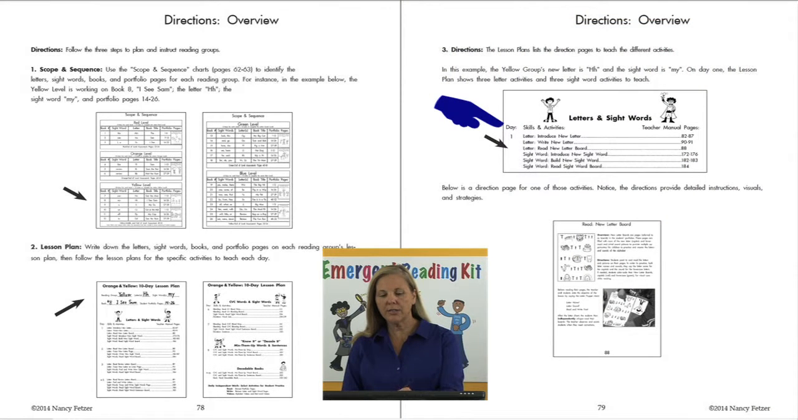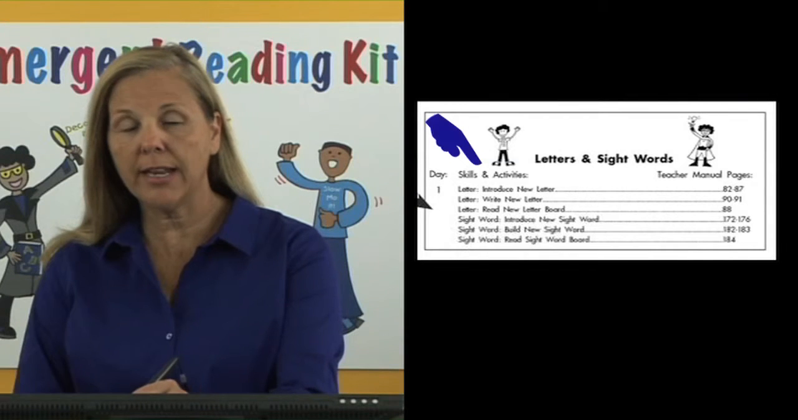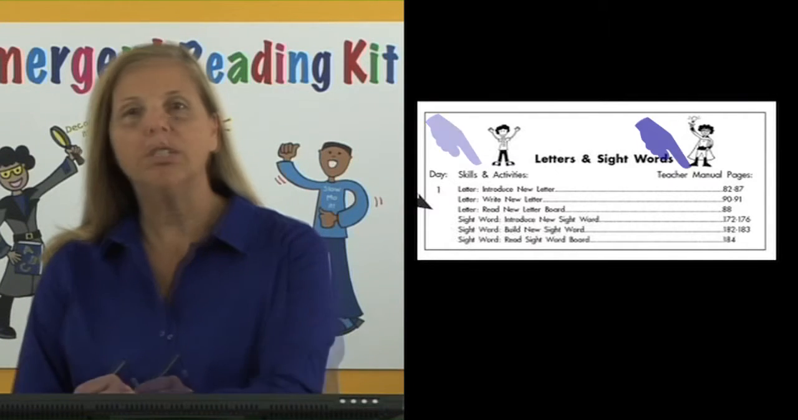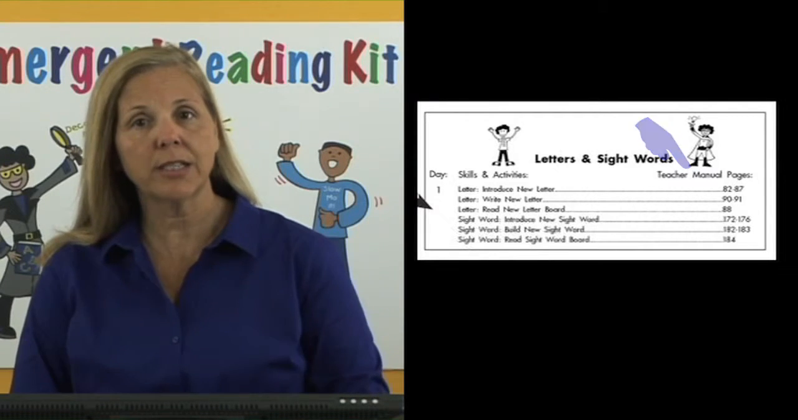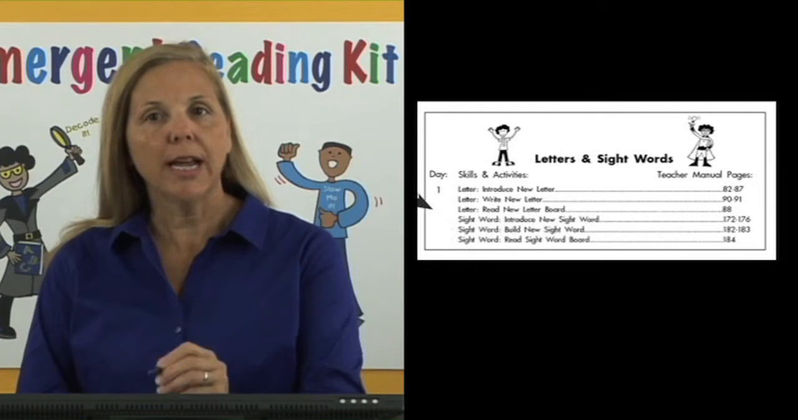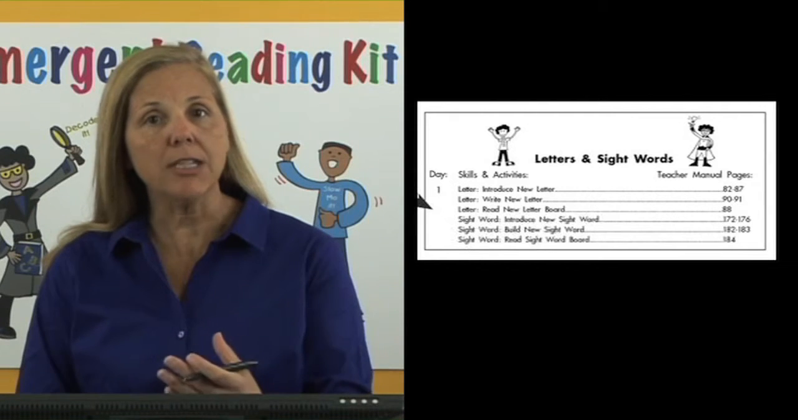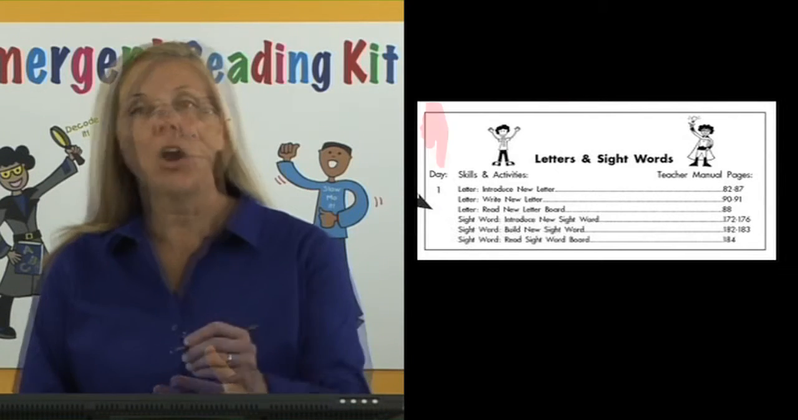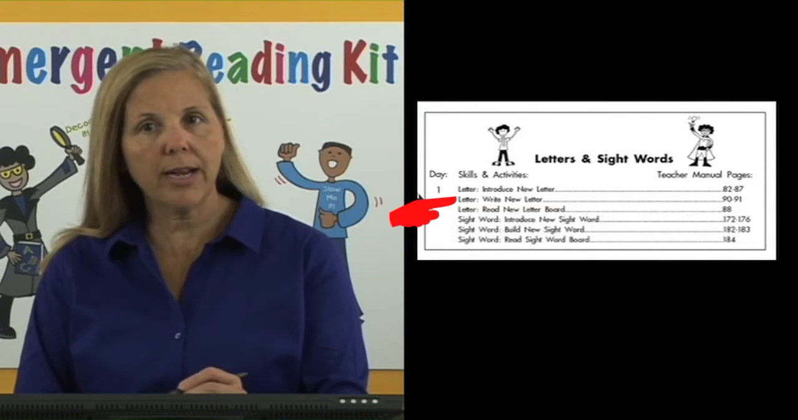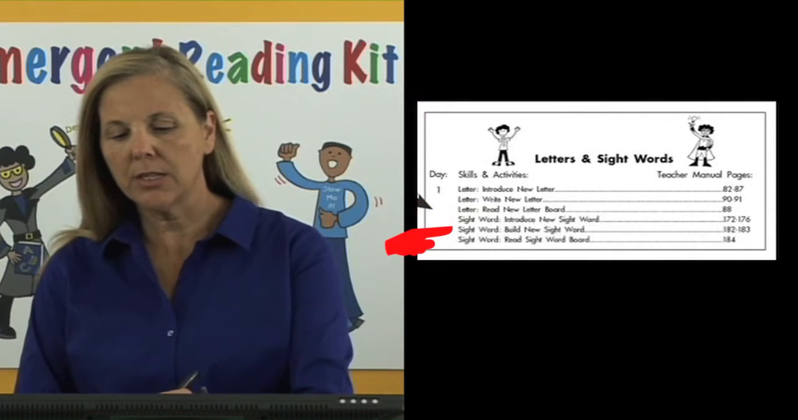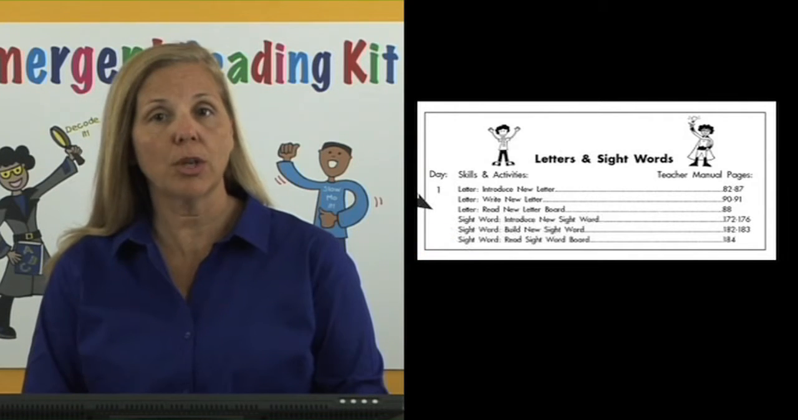Notice this is day 1 of the lesson plan for specific skills and activities that you need to teach, the teacher manual pages to find the directions to teach those activities. For example, the yellow group's new letter is H, and the sight word is my. On day 1, the lesson plan shows 3 letter activities and 3 sight word activities to teach those 2 skills.